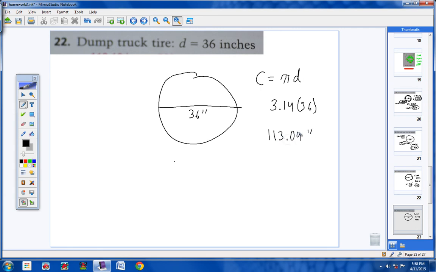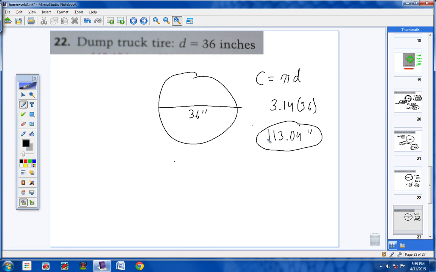113.04 inches. So that's how much distance is traveled on the ground when a tire makes one revolution, okay? Now the back of the book has 113.10. But remember, they're using their pi button. They're not using 3.14. If you're using your pi button, I have no problem with that. If your answers are off a little bit on a test or a quiz, that's totally fine.